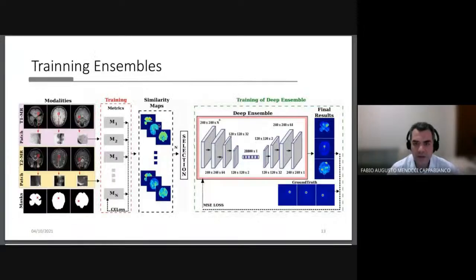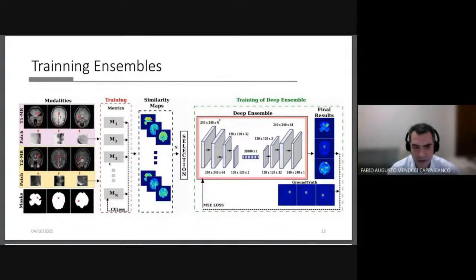This slide shows our main methodological contribution. We proposed a deep ensemble to compute similarity maps. Starting here from the left, we have, during the training, pairs of patches that are inputs to the network. They may be both from corresponding or non-corresponding regions.